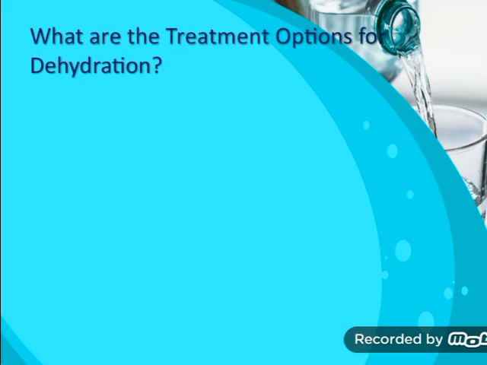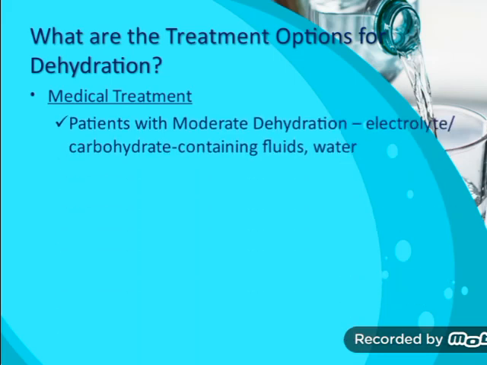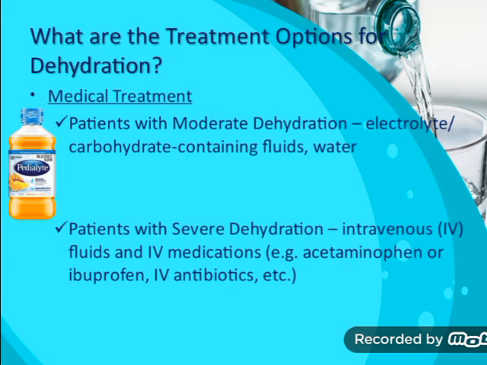If there is no nausea and vomiting, fluid replacement may begin orally for some patients with moderate dehydration. Patients are asked to drink electrolyte or carbohydrate-containing fluids along with water. However, if there are signs of moderate to severe dehydration, such as an elevated resting heart rate and low blood pressure, fluids are generally given through an IV.